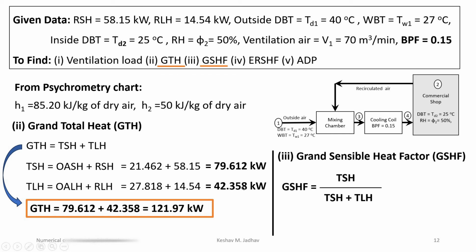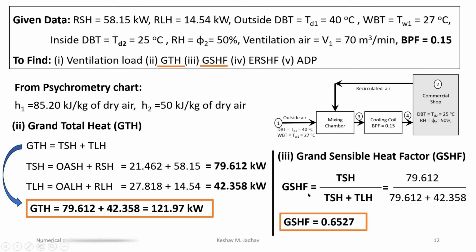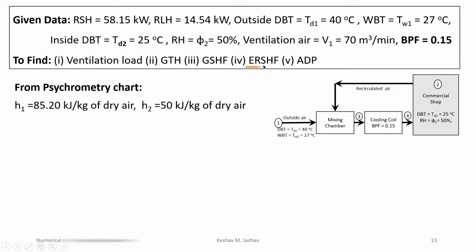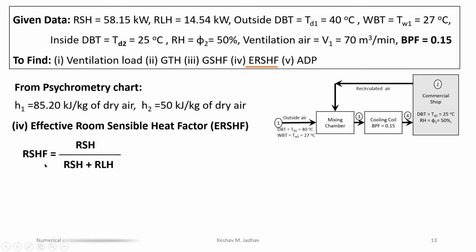So by putting these values in this formula, we will get grand sensible heat factor is equal to 0.6527. Now we have to calculate effective room sensible heat factor. In this numerical, it is not asked to calculate room sensible heat factor. Suppose if it is asked, then we can calculate room sensible heat factor is equal to room sensible heat divided by room sensible heat plus room latent heat.